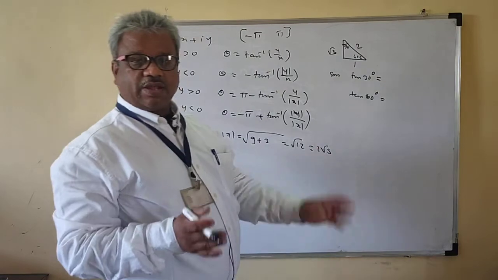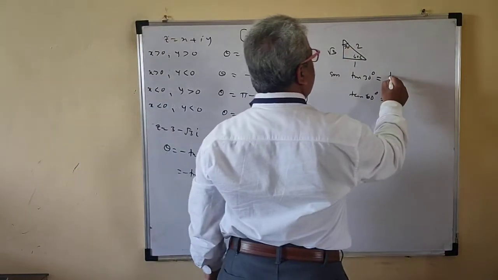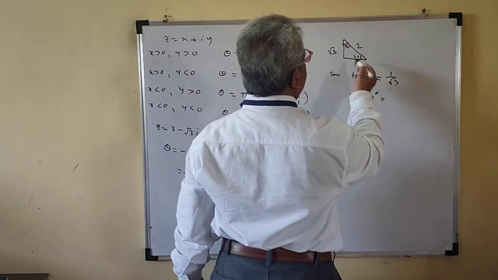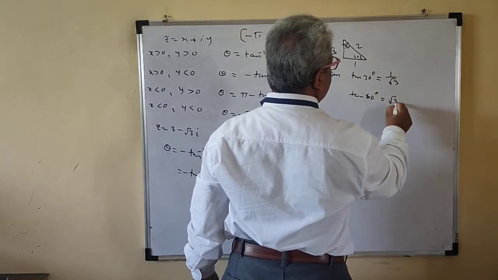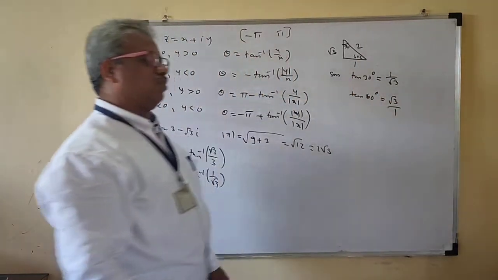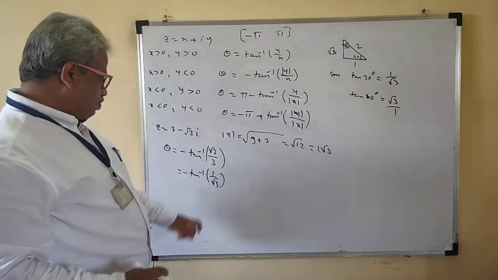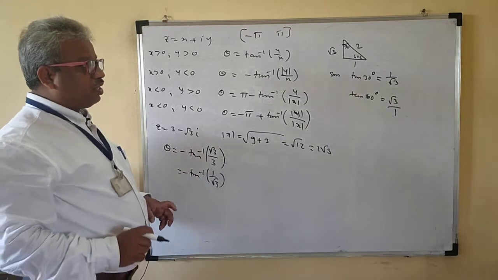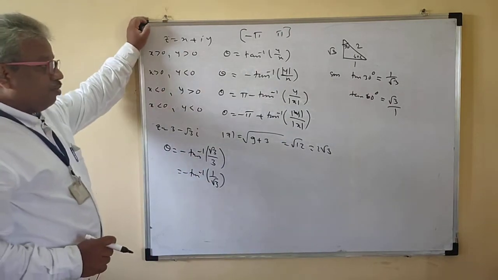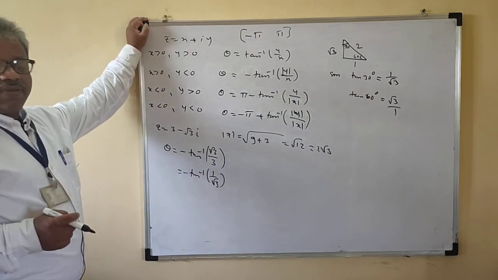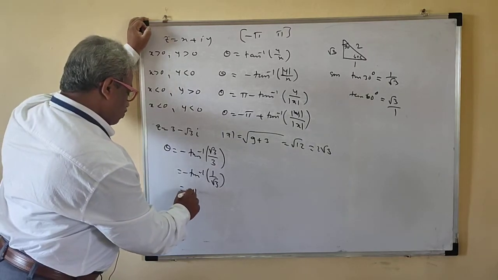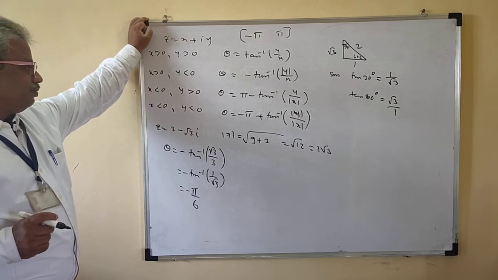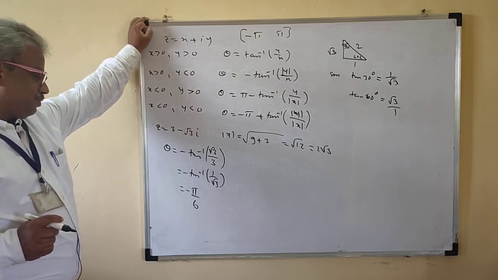Now tan 30 is opposite side upon adjacent side, which is 1 upon root 3. And tan 60 is opposite side upon adjacent side, so this is root 3 upon 1. So 30 degree works here. Tan inverse of 1 by root 3 is 30 degree, which means pi by 6. So this is minus pi by 6. This is your answer.